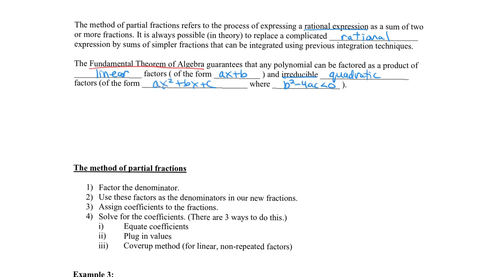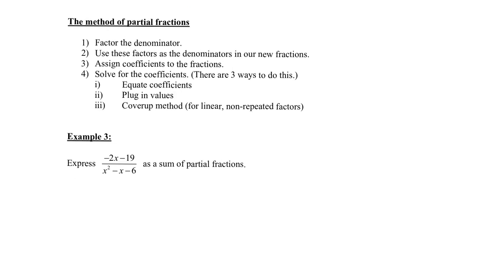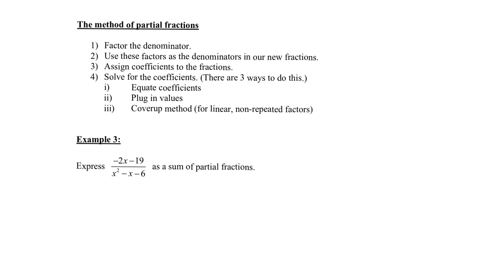All right, so how do we use this theorem? Well, here's what we do. It actually looks like a lot, but it's really not. When we use this method of partial fractions, we factor the denominator. We use these factors as the denominators in our new fractions, and we assign coefficients to the fractions. This is all sort of automatic.